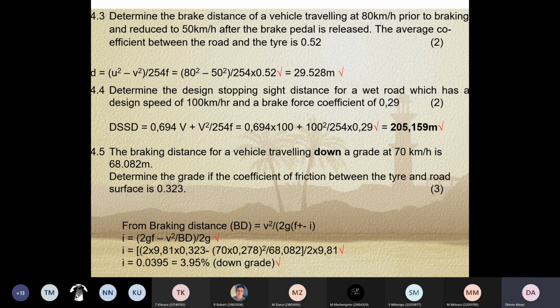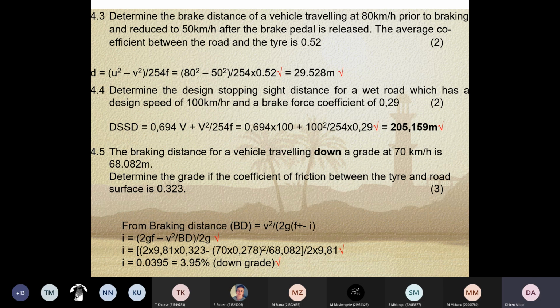And you know that with your brake force coefficient formula, V is already in kilometers per hour. Unlike your generic formula for safe stopping sight distance, that's Vt plus V squared over 2g into (f plus or minus i). You all know the generic formula. There, your V in that formula has to be in meters per second, the design speed in meters per second.